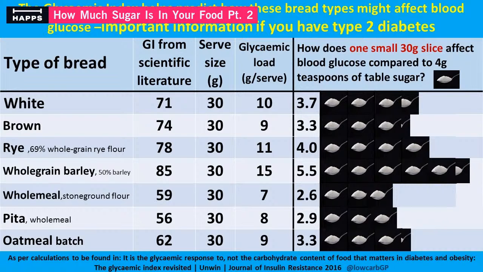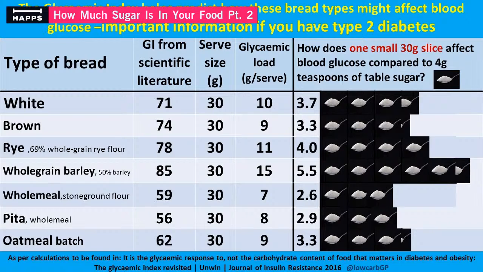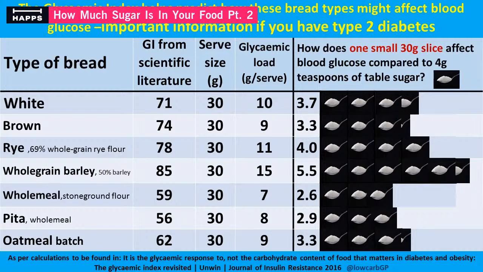Okay, brown bread is 74, and brown bread has molasses in it. That's what makes it brown. And a 30-gram size is 3.3 teaspoons. Rye bread, which is 69% whole grain rye flour, is a 78 on the glycemic index, and is giving you 4 teaspoons of sugar. Whole grain barley, which is made of 50% barley, is 85 on the glycemic index, and it's giving you 5.5 teaspoons of sugar.